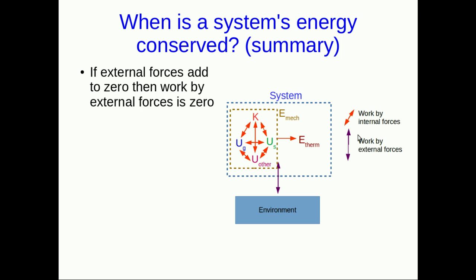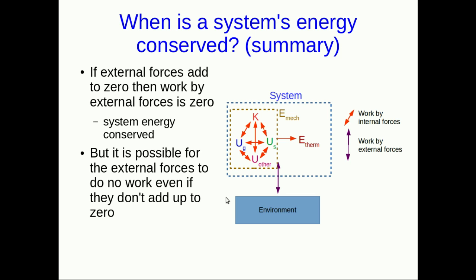So now we can come back to this question of when a system's energy is conserved. In our original definition of isolated, if the external forces add to 0, that's isolated. Well, certainly if all the external forces add up to 0, then the work that they do on the system also adds up to 0. And so if the external forces add up to 0, the system's energy will be conserved. But it's actually possible for the external forces to do no work, even if they don't add up to 0. So we're going to see some examples of that.